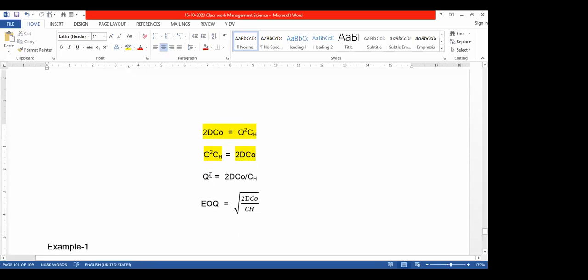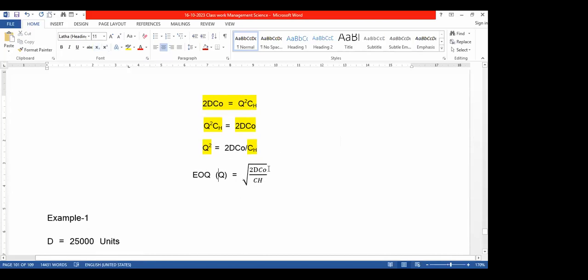Now we have to find the Q now. EOQ, OQ. Right? Now we will see that we have to find Q square, 2dCH, 2dCO into CH. I divide this one, that's all. Then if you want to find the Q, the same things. I put it square root of 2dCO over CH. This is how the normal EOQ equation is derived, basically.